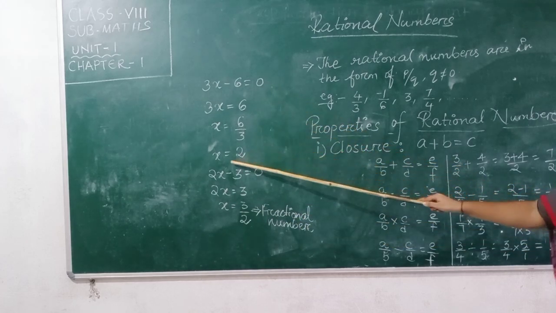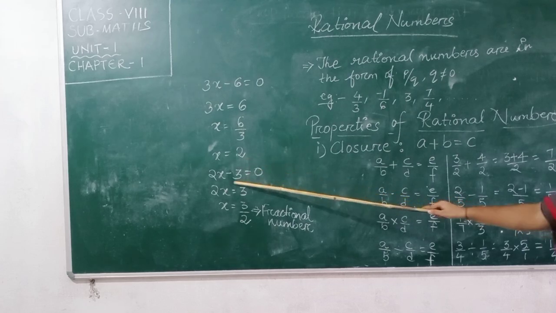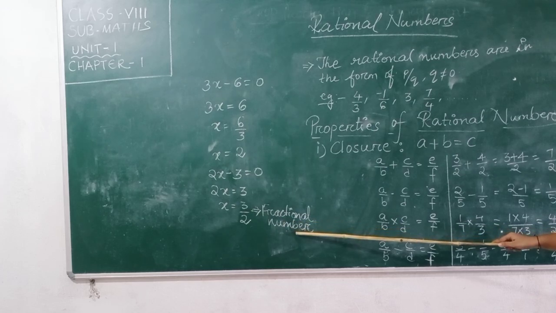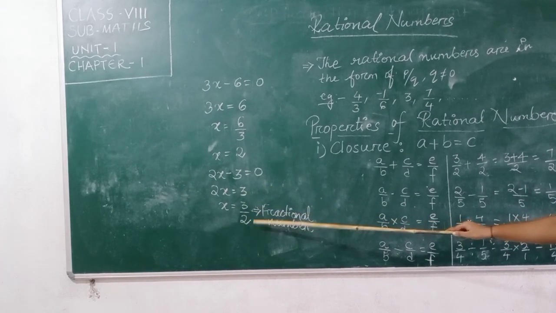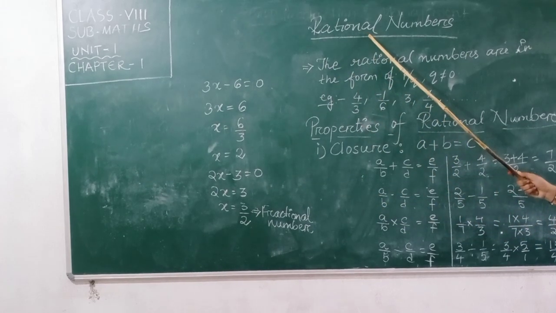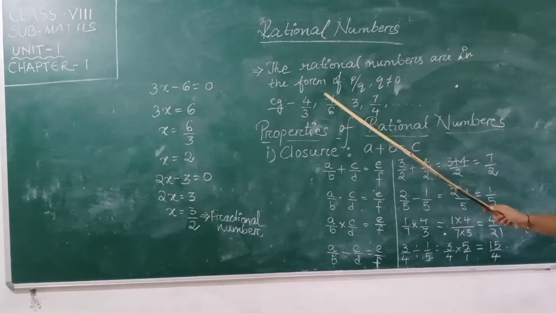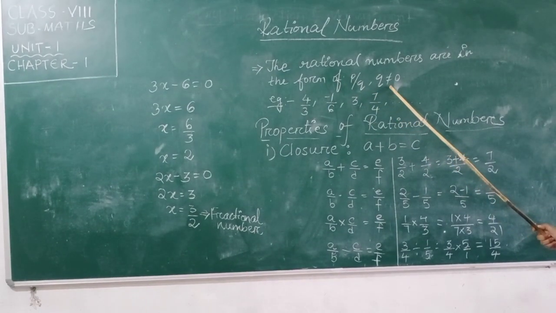When we solve the first equation, we got x equal to 2, which is a whole number. When we solve this equation, x is equal to 3 by 2 and this is a fractional number. So any fractional number which is in this form is known as a rational number. So rational numbers are in the form of p by q, where q should not be equal to 0.